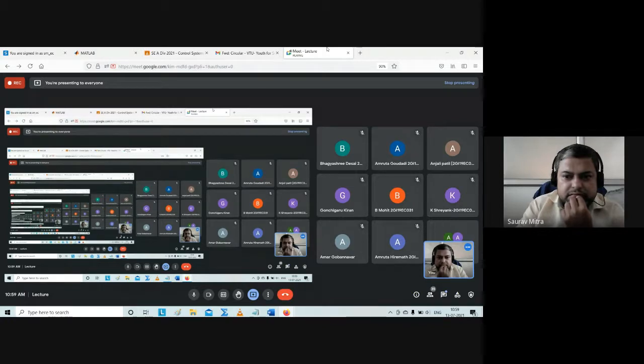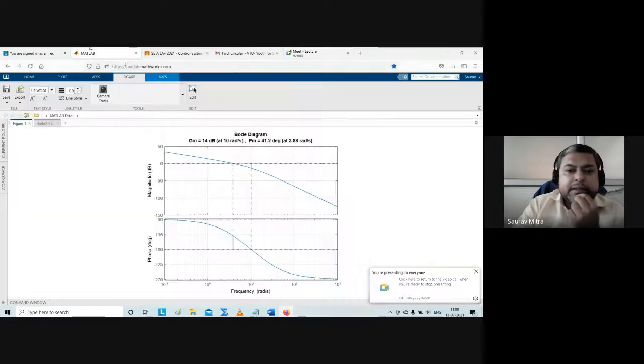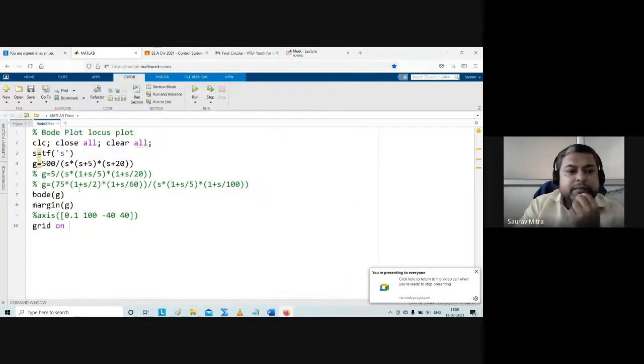Yes, sir. Okay, so exactly this way you have to write for all the numericals. So this was the first numerical. Please keep the transfer function with you. The first numerical's transfer function is 500 divided by s into s plus 20 into s plus 5. Now I will do the same thing in the time constant form, and I'll show you that still you are going to get the same result.